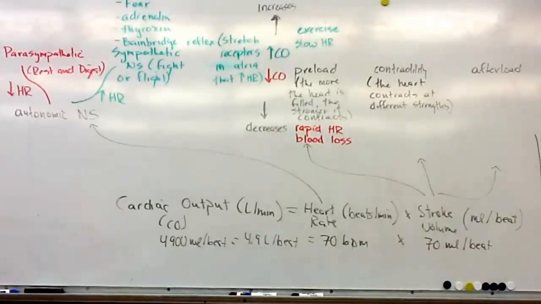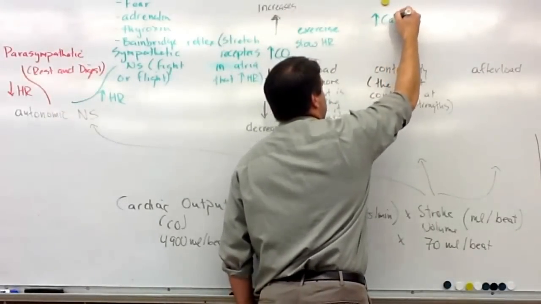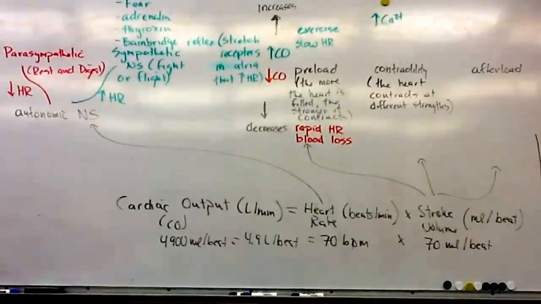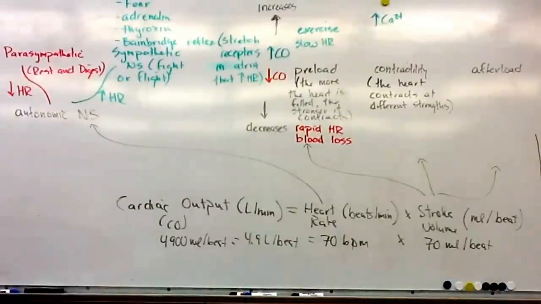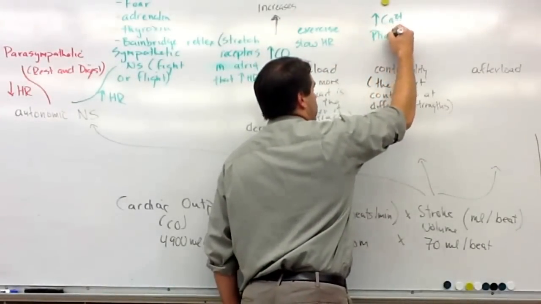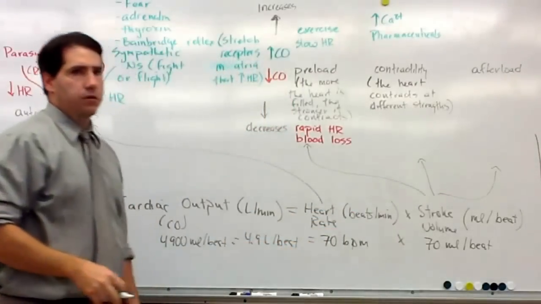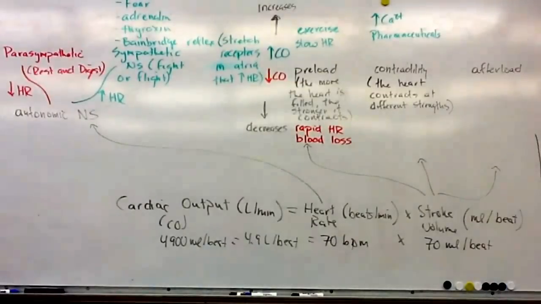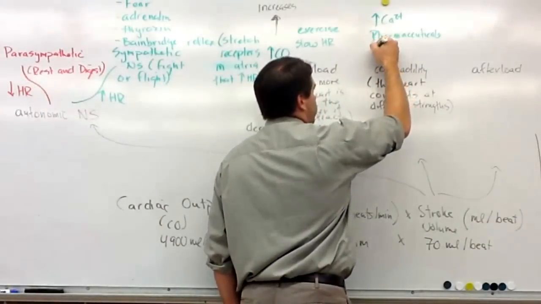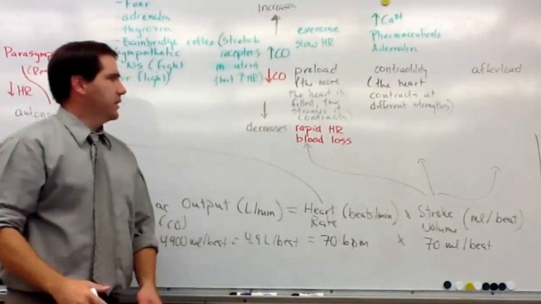Some of the things that manipulate it are, if you have increased blood calcium, then you have more calcium to cause this cardiac muscle to contract, and so the heart will contract harder. You can stimulate calcium channels with certain drugs, pharmaceuticals, so you can give drugs to increase the contractility of the heart. The sympathetic nervous system, specifically adrenaline, can increase the contractility of the heart.